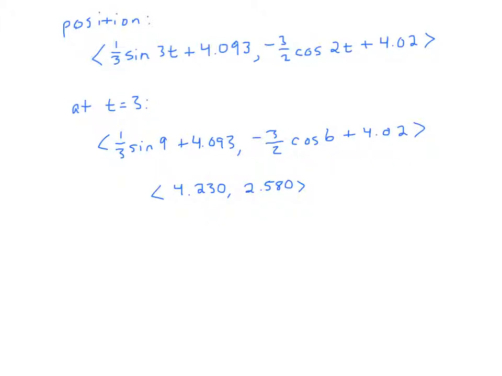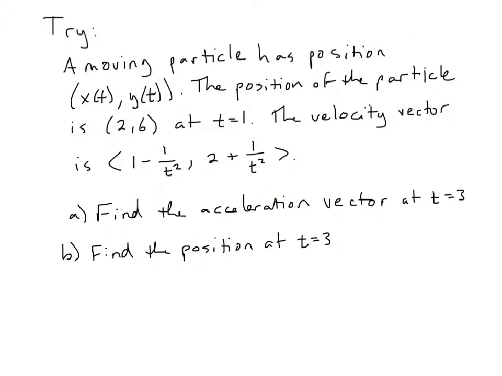And if you want the decimals, I just did this with a calculator. We get 4.230 and 2.580. So that's our position vector at t equals 3. Alright, here's one for you to try.